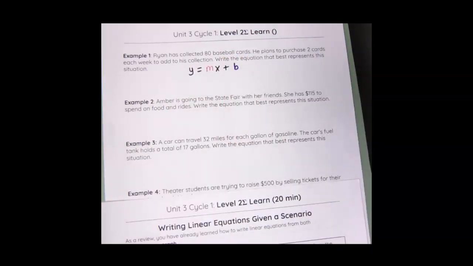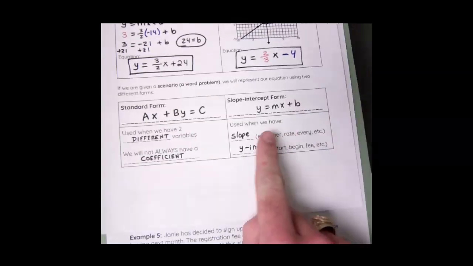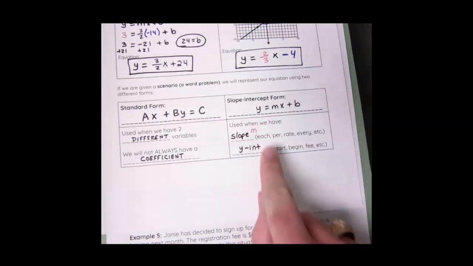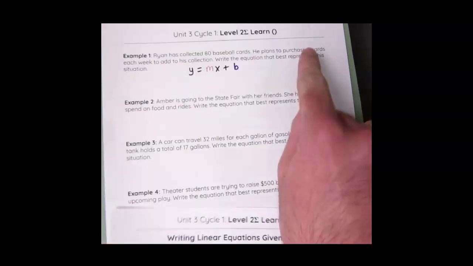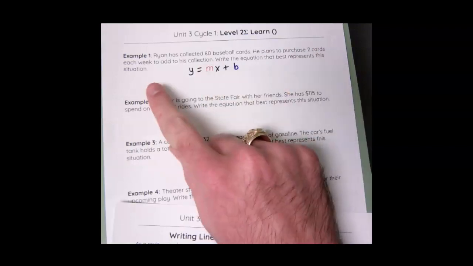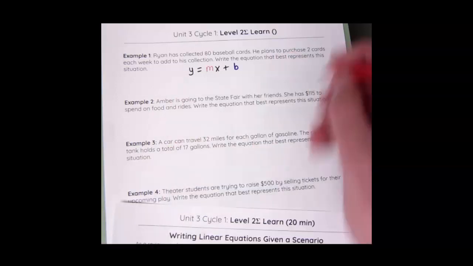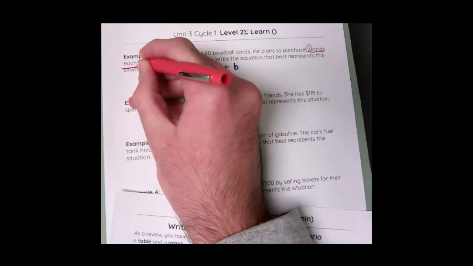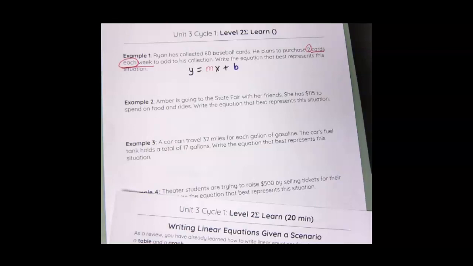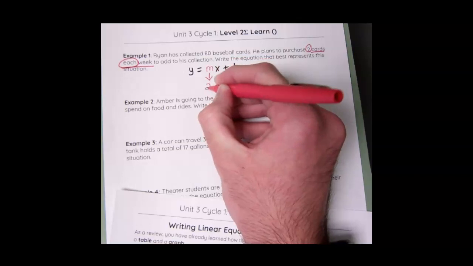So we need to first figure out what our m is. If we look at our guide, our slope, which is our m, is words like each, per, rate, every. And if we look here, he purchases 2 cards each week. So that is your slope. Each is your buzzword for slope. So your slope is 2.